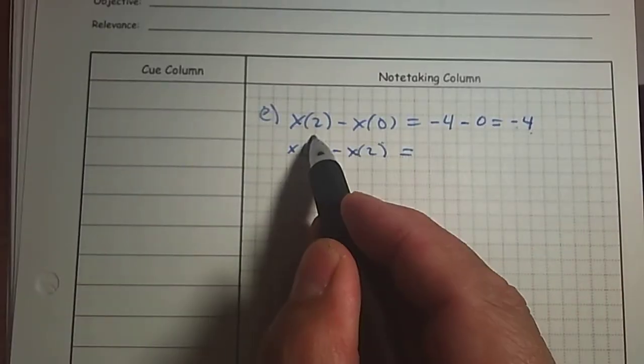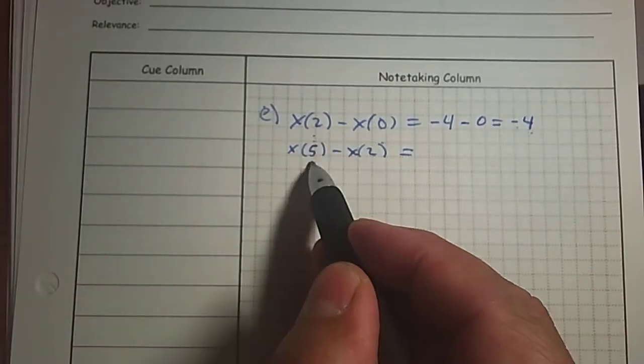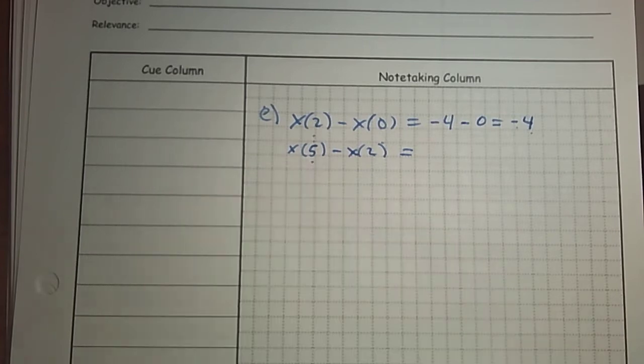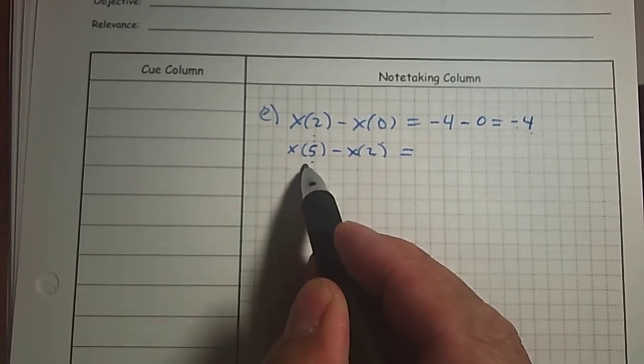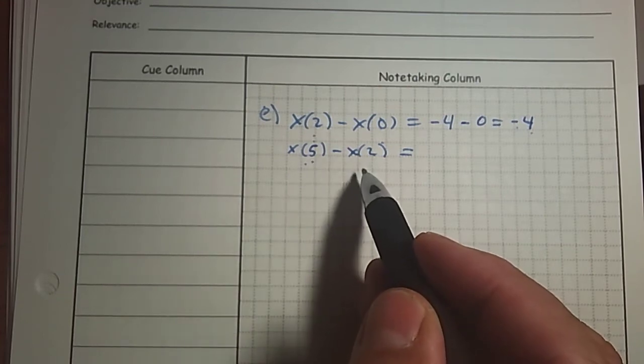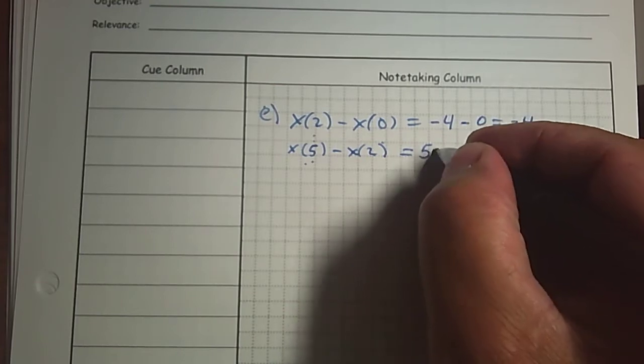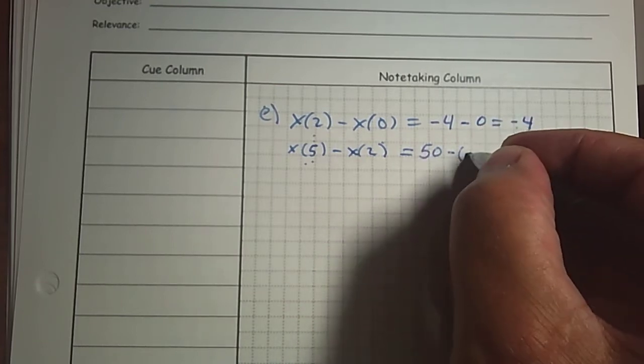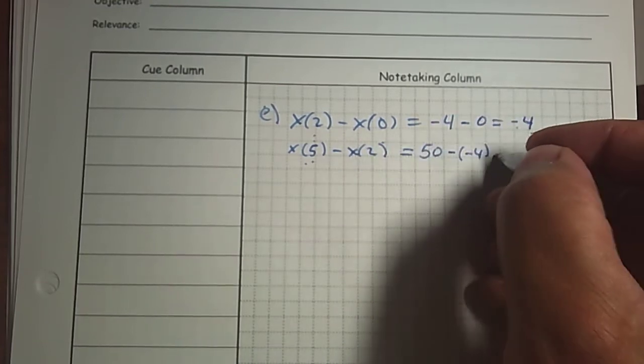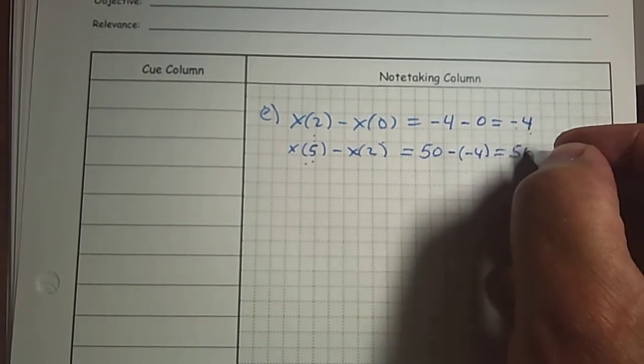So from 0 to 2, it went left. From 2 to 5, it went right. So it has to go in the same direction. We're just calculating that distance. So plug 5 into the equation, plug 2 into the equation. So when you plug 5 in, again, you get 50. Subtract. When you plug 2 in, we just said that's -4. Subtract the negative, that's 54.